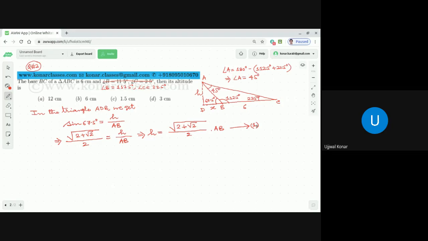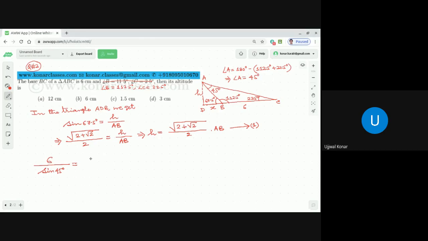Now let's see how we can find the value of AB. To find the value of AB, dear students, we can take the help of the sine formula. So what can we write? A by sine A, that is 6 by sine 45 degree, is equal to AB by sine 22.5 degree.